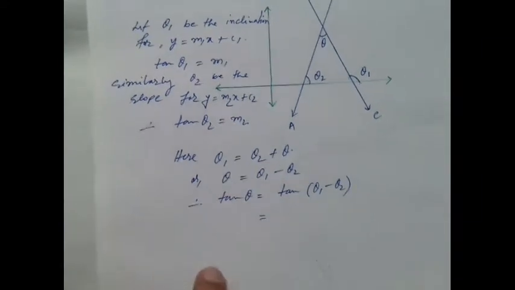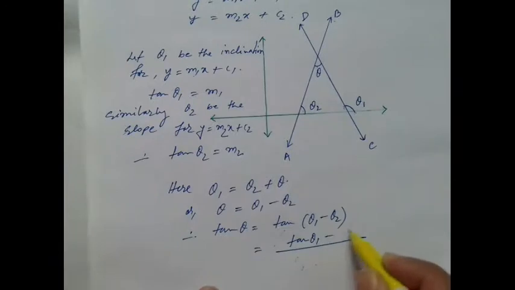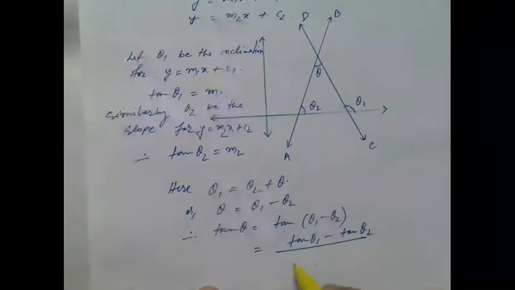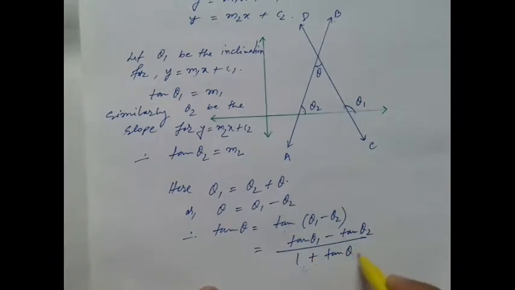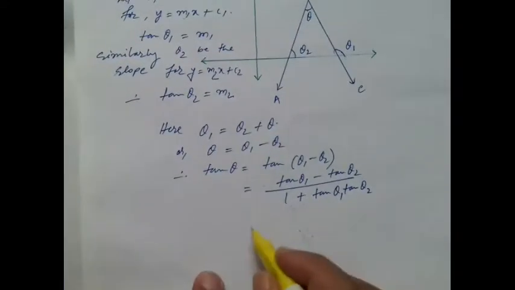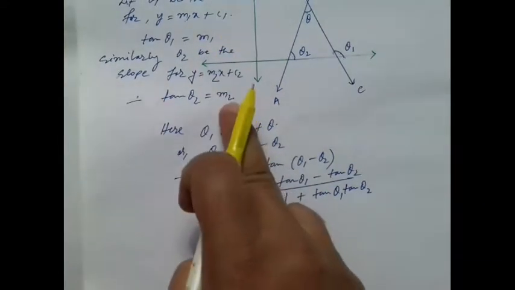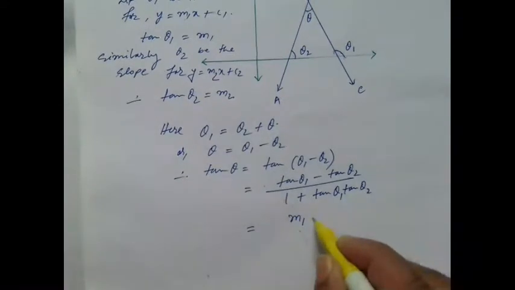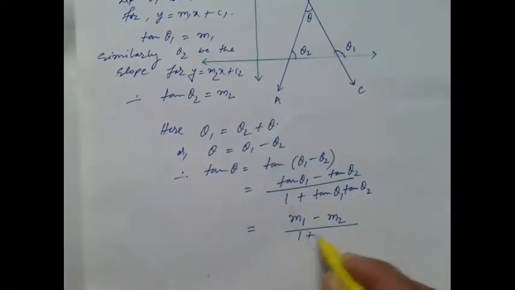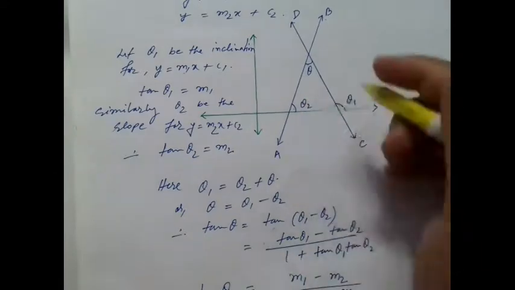Now we have to use one formula from trigonometry. As you know, tan of a minus b equals tan a minus tan b by 1 plus tan a into tan b. Okay, and we have the value for tan theta 1, that is m1, and tan theta 2, that is m2. So tan theta equals m1 minus m2 by 1 plus m1 m2. So we have got the value for tan theta.